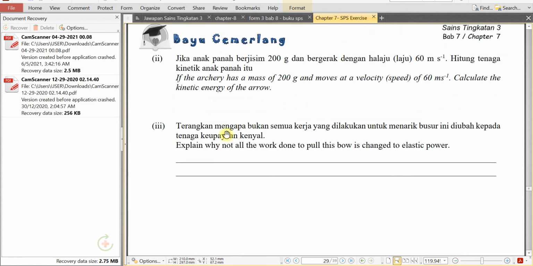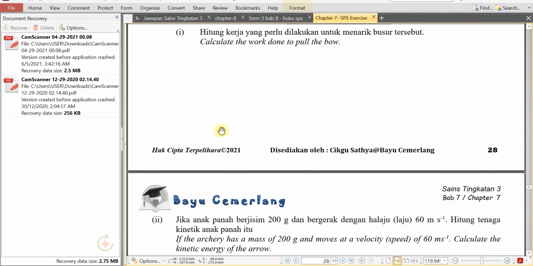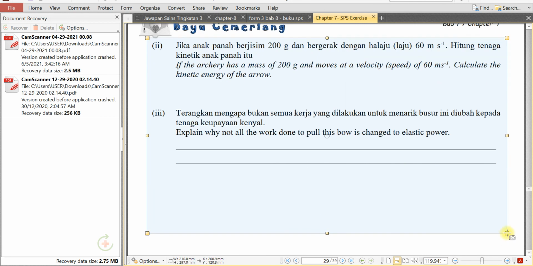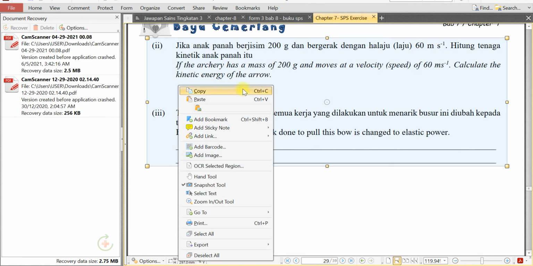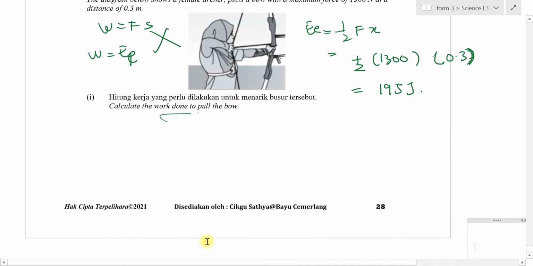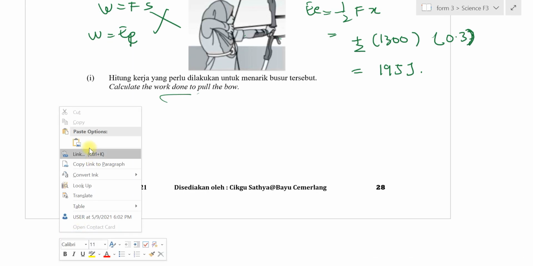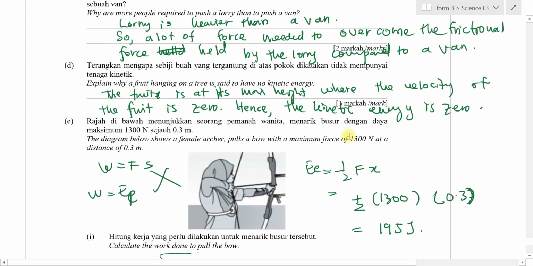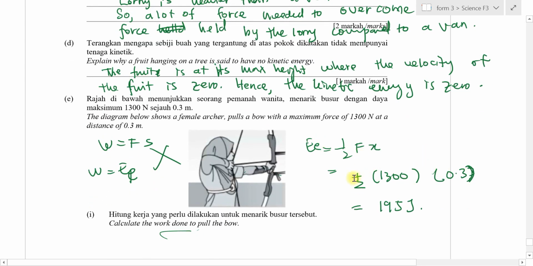I think you still have some continuation. At here, this is a textbook question, so we need to look into that. I don't know why it's N here. There, the continuation, the two questions here. So we see elastic potential energy, we get 195 joule.